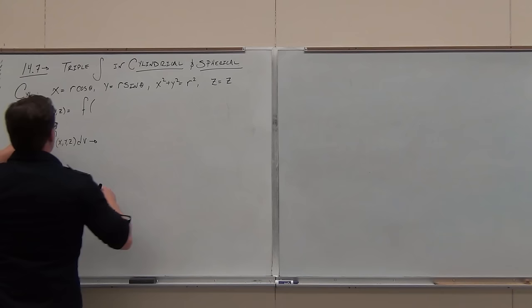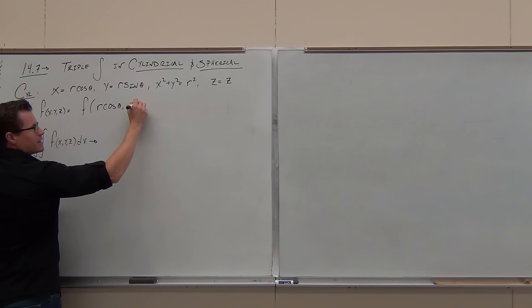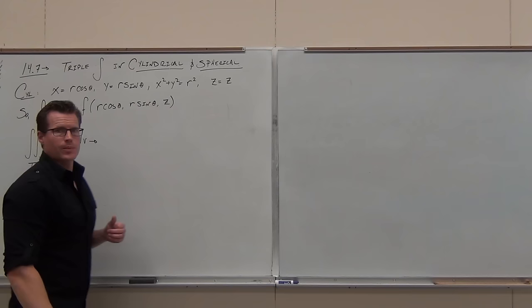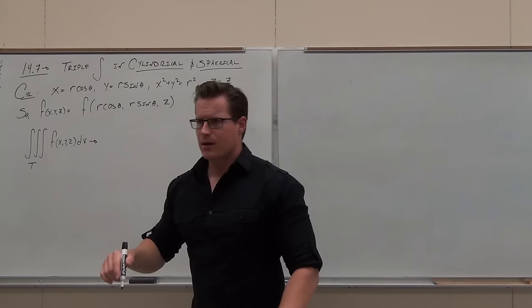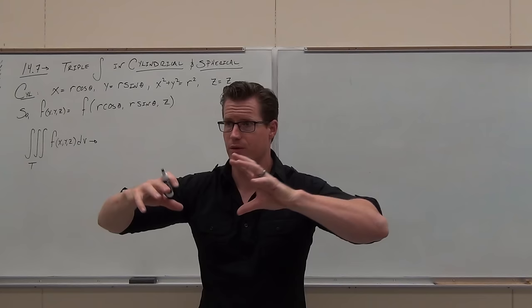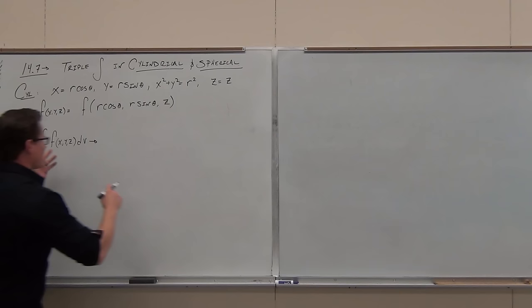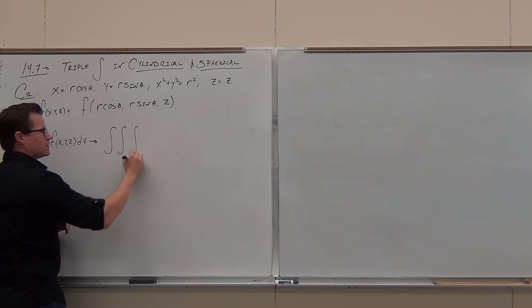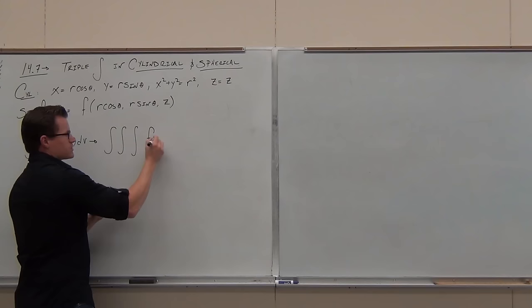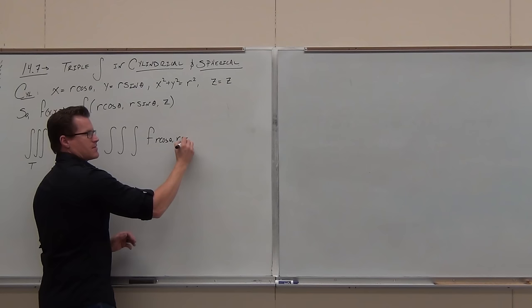So we could translate our functions then. If I had a function of x, y, z, now it's a function of r cosine theta, r sine theta, and z. But that also means something else. If I have a triple integral, remember that these regions are 3D. That's what triple integrals are. They're over regions that are 3D. I can also redefine my region. So now I can have a triple integral, but it changes this function into something kind of messy. There's a lot of stuff here. R cosine theta, r sine theta, z.